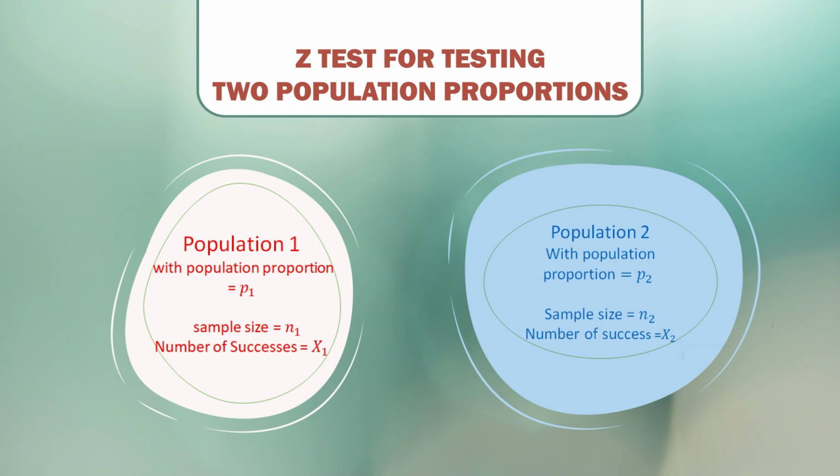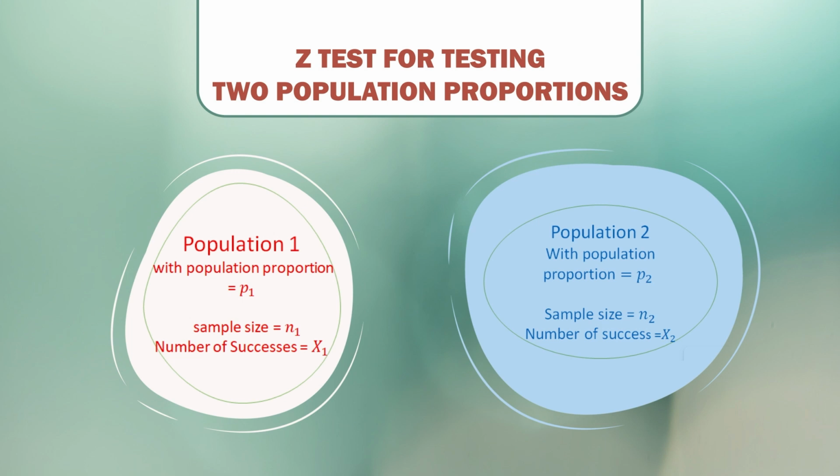Now the framework which we are using is population 1, that may be city 1 in this case, with population proportion P1. We take a sample of size N1, and the number of people who like the soft drink, or the number of successes in this case, is X1. Similarly, we look at population 2, where the success rate is P2, the sample size taken is N2, and the number of people who like the soft drink is X2.